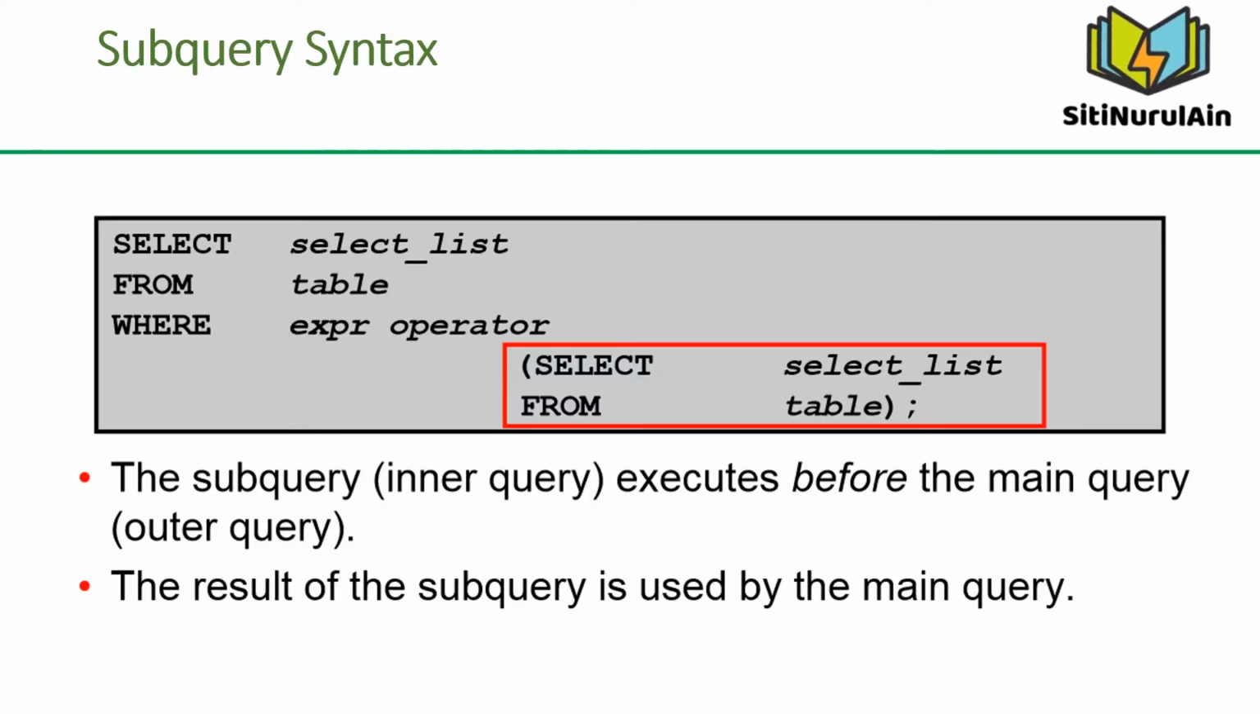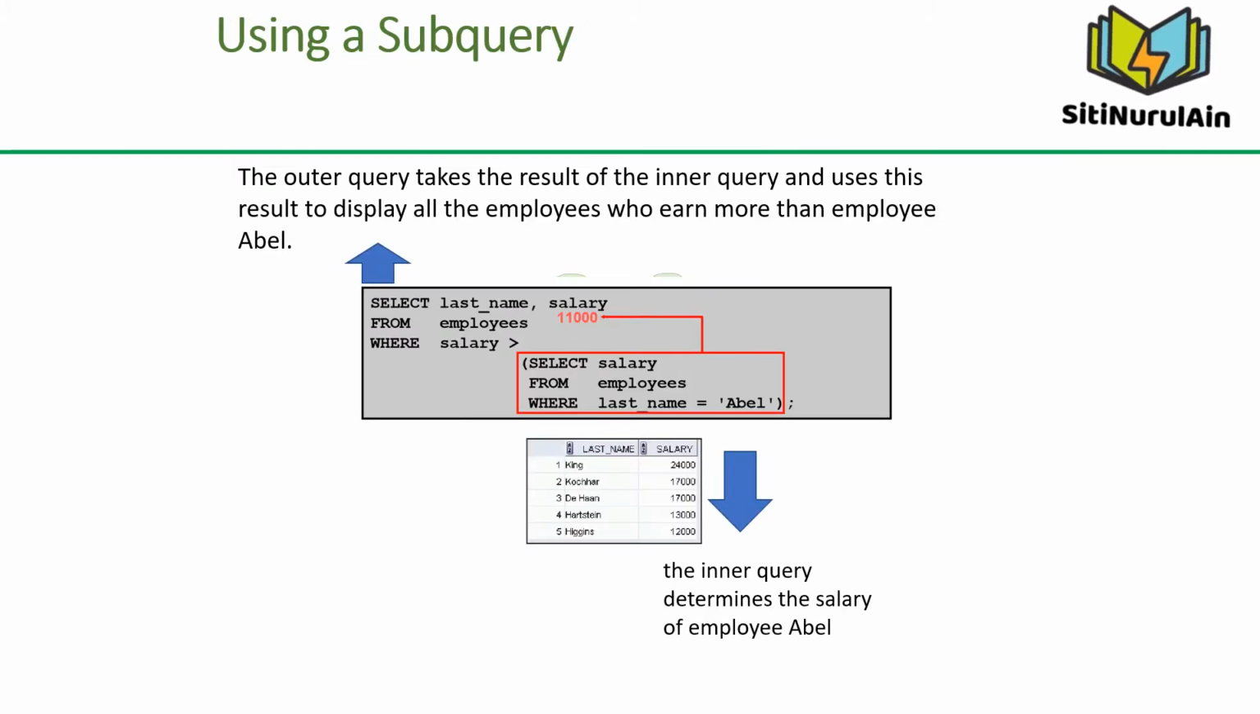A subquery is a select statement that is embedded in the clause of another select statement. You can build powerful statements out of simple ones by using subqueries. They can be very useful when you need to select rows from a table with a condition that depends on the data in the table itself. You can place the subquery in a number of SQL clauses, including the where clause, having clause, from clause. In the slide, the inner query determines the salary of employee Abel. The outer query takes the result of the inner query and uses this result to display all the employees who earn more than employee Abel.